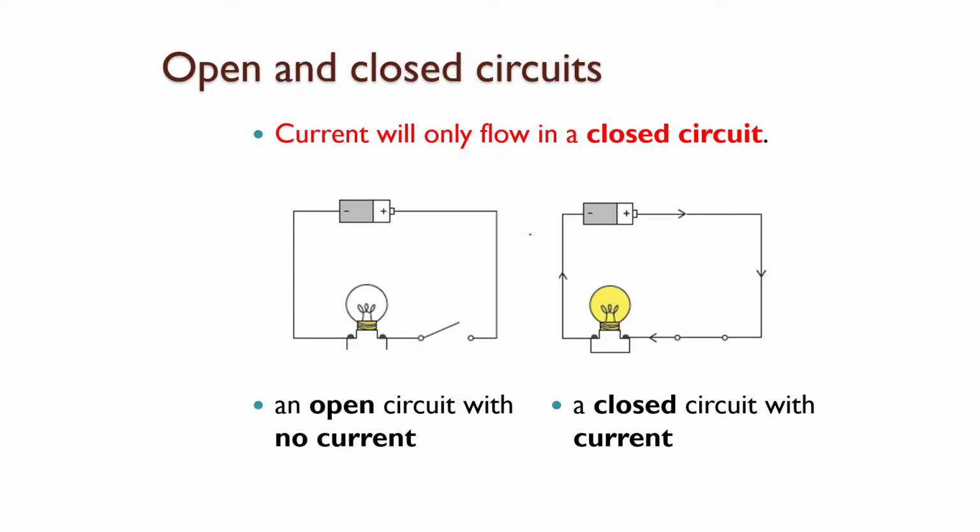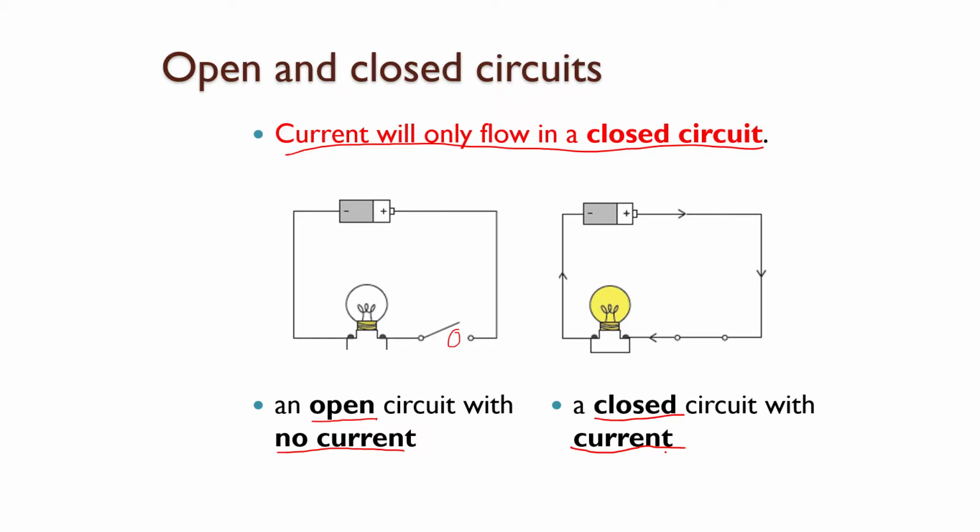And for the current to flow, we must have a closed circuit. You can see that this circuit is open, while in this circuit the switch is closed. So copy this down: current will only flow in a closed circuit. Take out your notebook and copy this down. For open circuit, there will be no current flowing. Closed circuit, there will be current flowing.